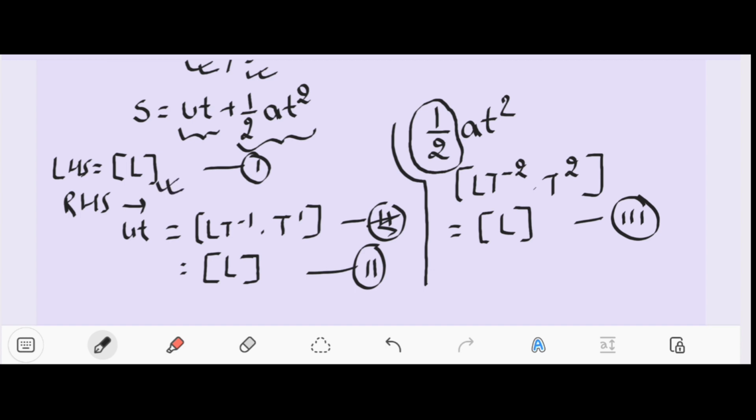The first term on the right side, that is ut, is equal to L. The second term on the right side, that is half at square, is also equal to L. Therefore, this formula is dimensionally correct. So if a formula follows the principle of homogeneity, then we can say that the formula is correct. If it is not following the principle of homogeneity, then the formula will not be correct.